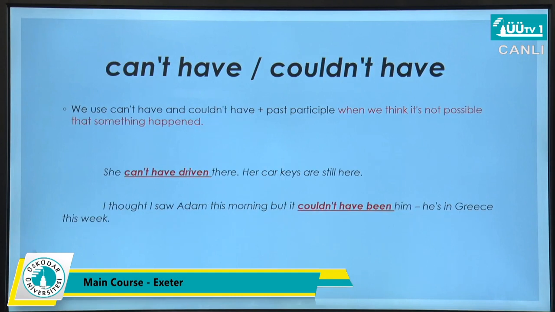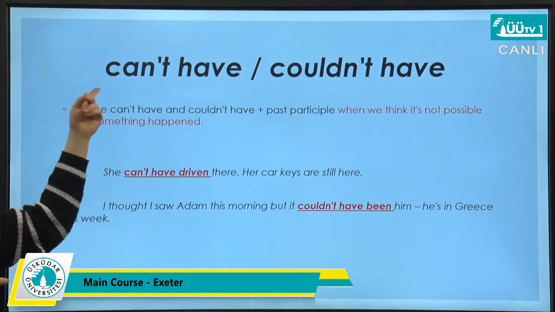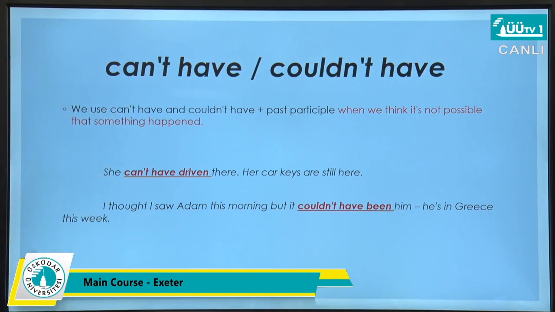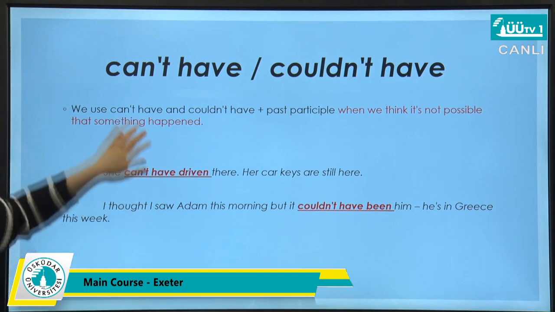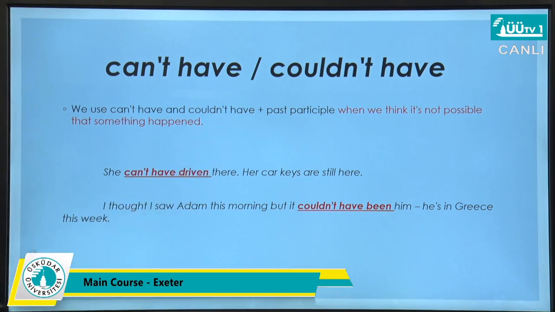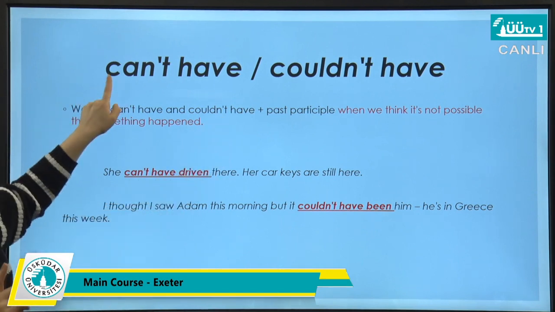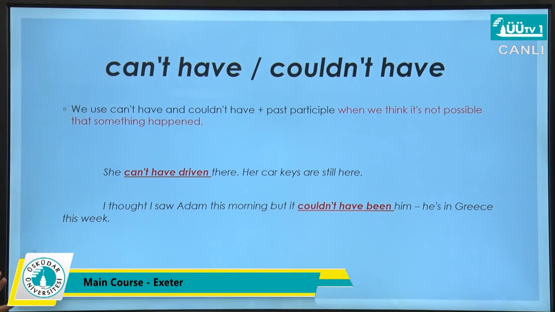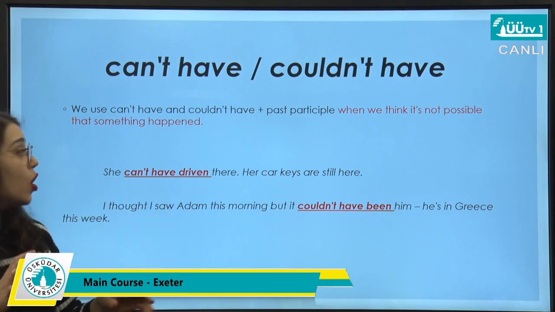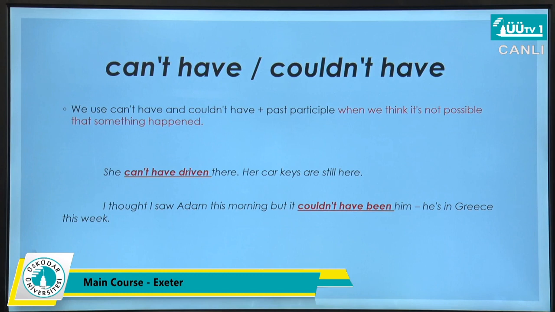All right, so when we're talking about something that is impossible, that is not possible in any way, then we can use can't have or couldn't have. So again, we have to use them with verb 3, okay? And we're talking about past deductions. Don't let this can't fool you, okay? Can't can be used for past as well. Do not forget that. For example, she can't have driven there. Her car keys are still here.